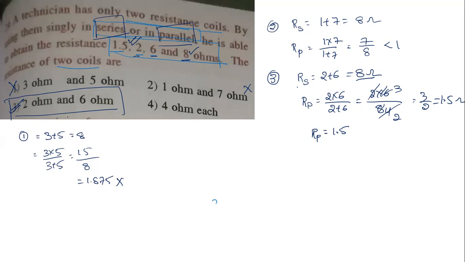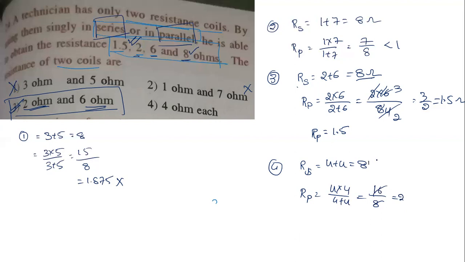So we need to have 2 ohm and 6 ohm. Okay, that's clear. If you want to check the fourth option, 4 ohm each, RS equals 4 plus 4, you get 8. Correct? Now RP will be 4 into 4 by 4 plus 4, which is 16 by 8. It will be 2 we are going to get.